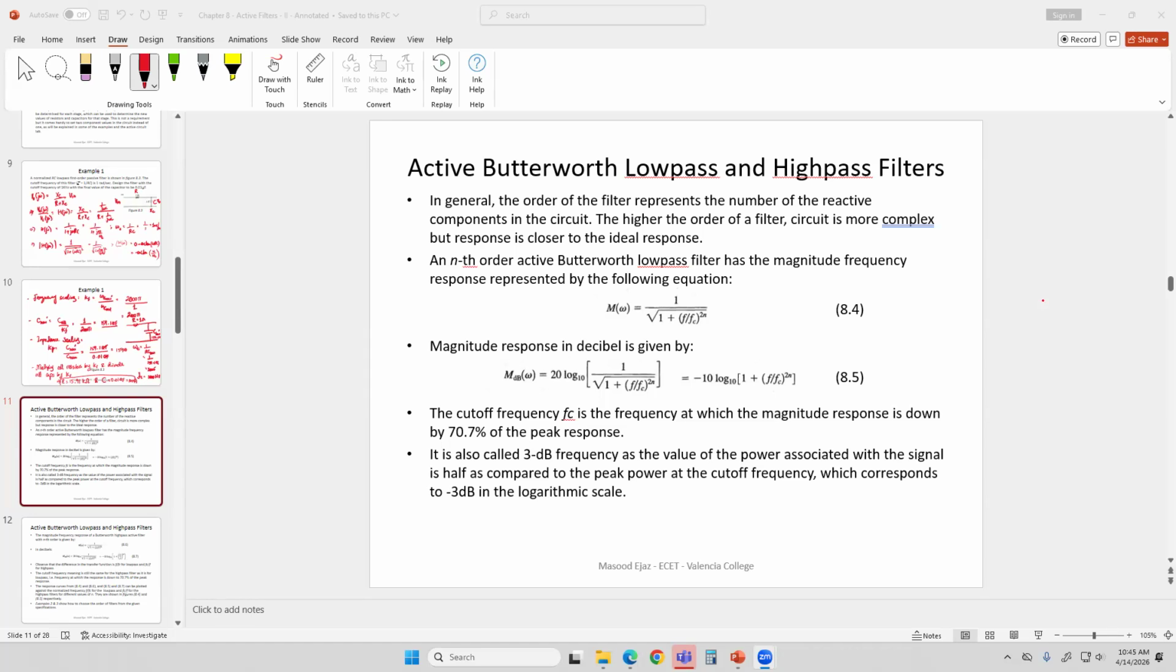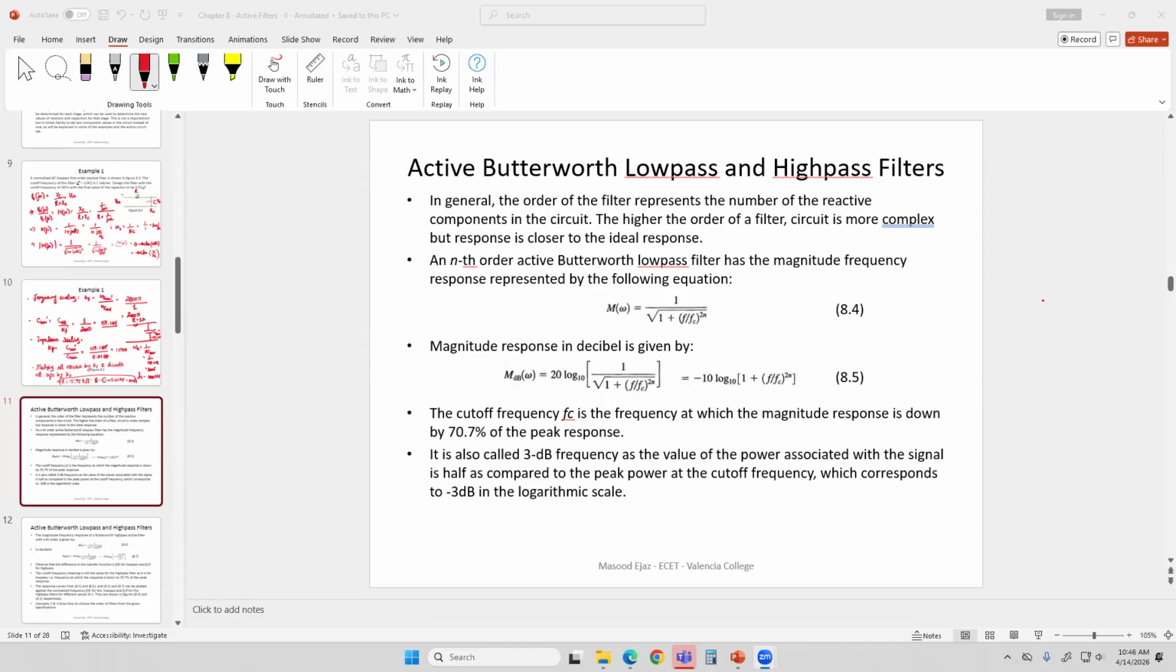Active Butterworth low pass and high pass filter. The order of the filter represents the number of reactive elements. If you are creating a filter and you have two capacitors, in general it's a second order filter, or two inductors, or one capacitor and one inductor. Those are second order filters or second order circuits, like you did in circuit analysis. RL and RC circuits are first order circuits because their relationship can be represented by a first order differential equation. The equation you wrote for an RLC circuit was a second order differential equation, and that's why they are called second order systems or second order filters. So the number of reactive elements determines the order of the filter.